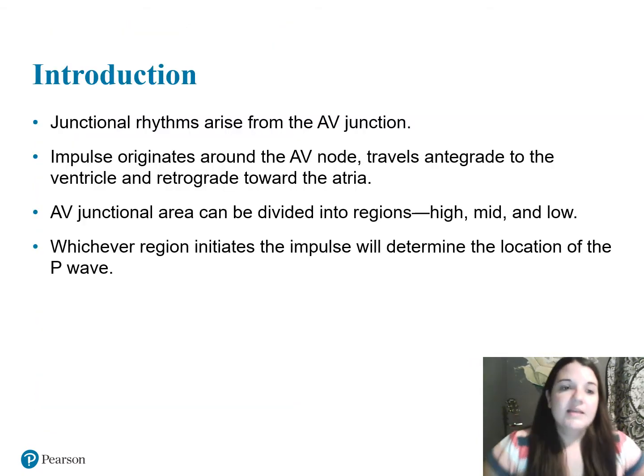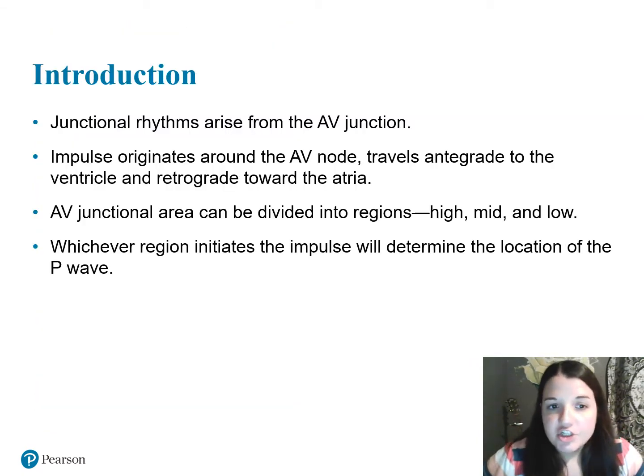Okay, so introduction, your junctional rhythms. Again, we're talking about the AV junction. They're going to arise from the AV junction. Impulses originate around the AV node and travel antegrade to the ventricles. So let's think about it. Where are your ventricles? Are they your top two chambers or are they your bottom two chambers? They are your bottom two chambers. So if I am going antegrade, I am going forward to my bottom chambers.